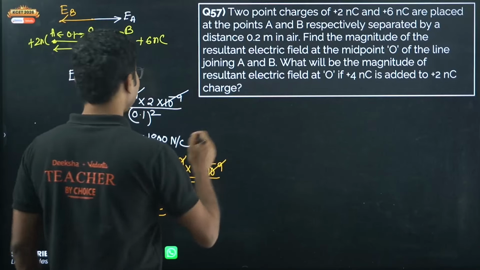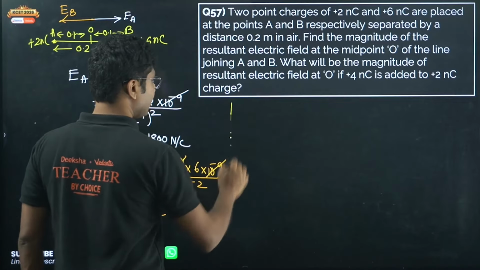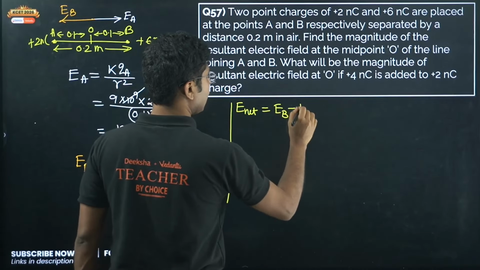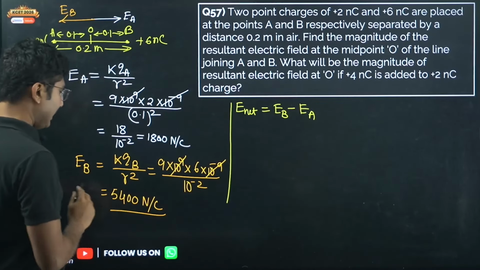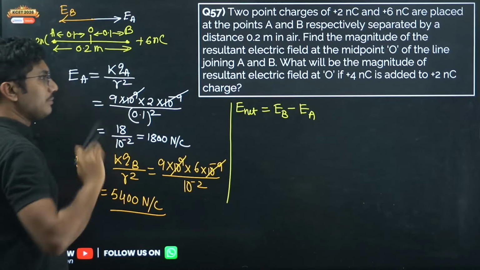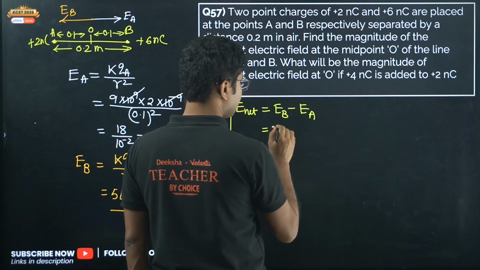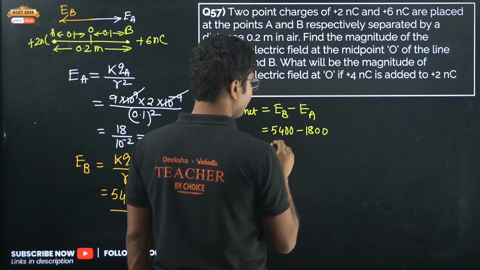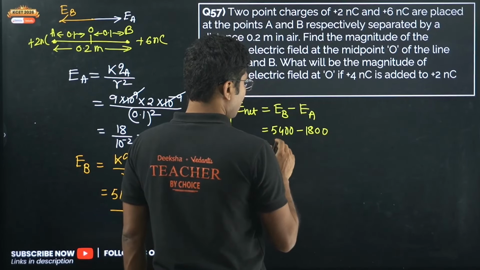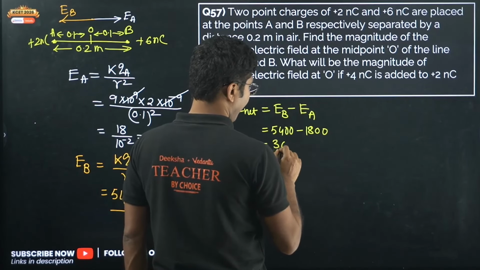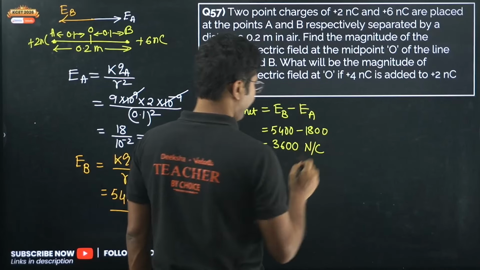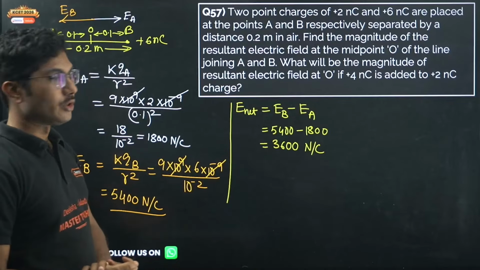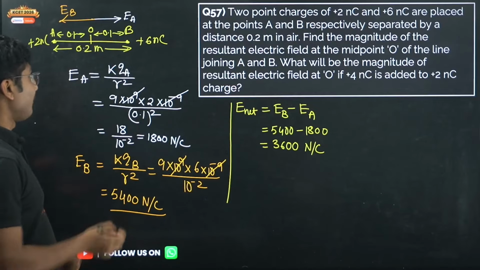So what is the net electric field? Net electric field, as I mentioned, will be EB minus EA. Right? B is more, A is less, so that's why EB minus EA. So it will be 5400 minus 1800. So it will be 3600. Okay, so 3600 Newton per Coulomb is the net electric field at the center.